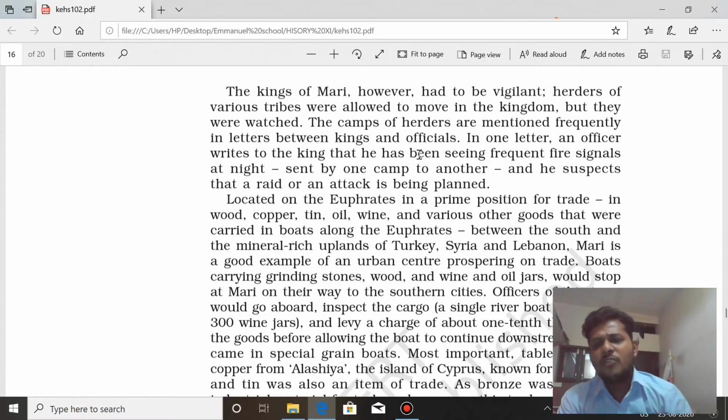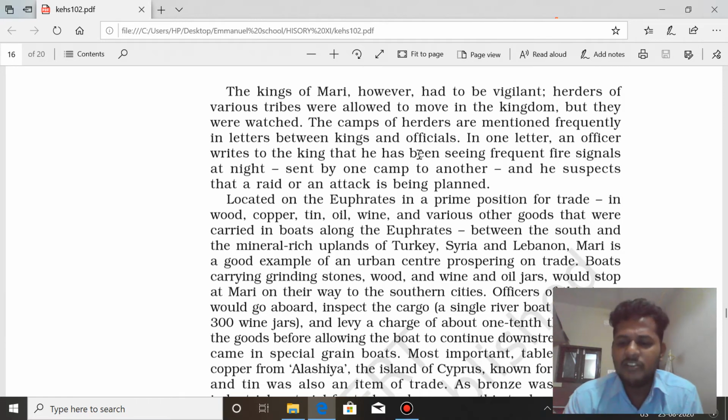So this is all of whatever we have discussed so far. This is the sixth point. Whatever we have discussed so far is all about Mari. Now this is a pastoral town of Mari. Now how did it become a trading town? That's what we are going to see.